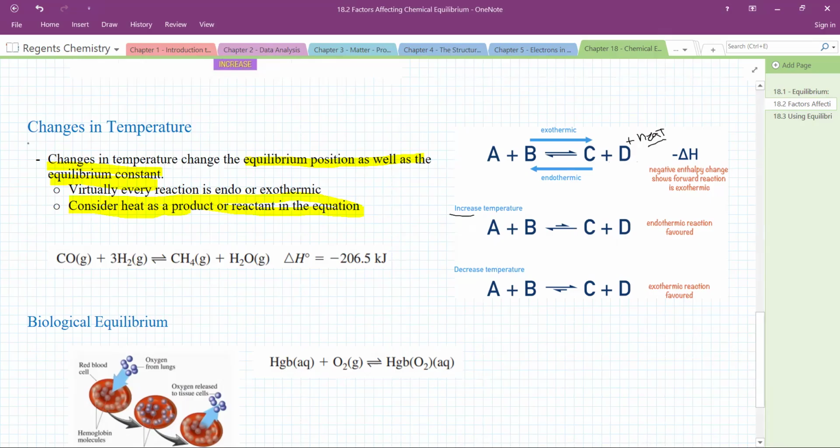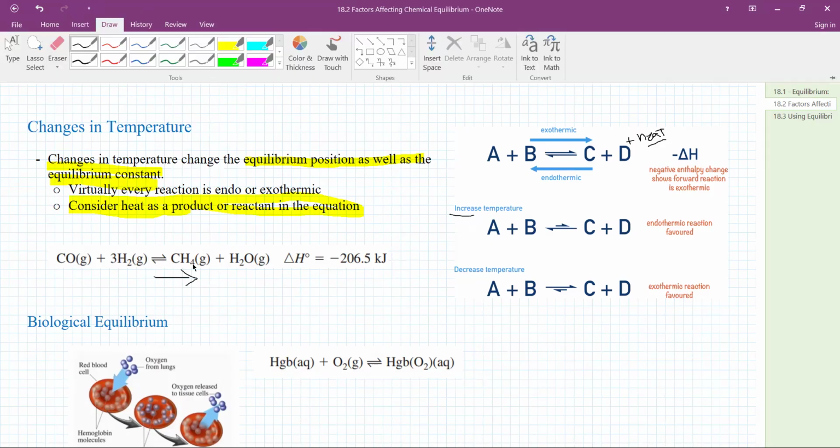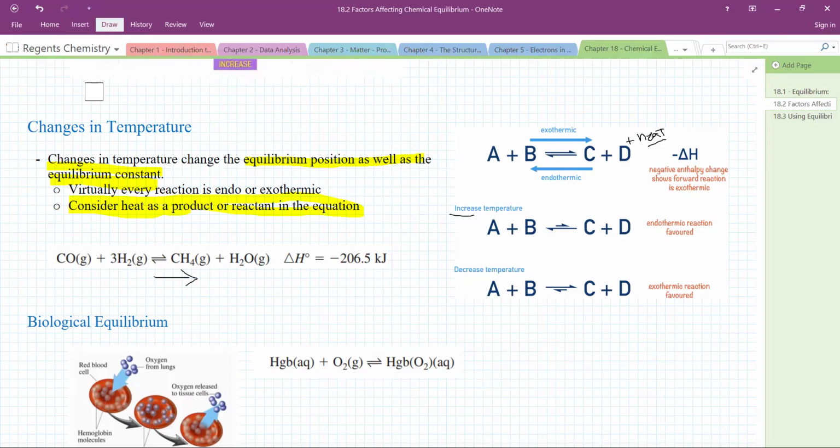Another example to put some real chemicals here, if we look at the formation of methane from carbon monoxide and hydrogen gas, it forms methane and water. This is an exothermic process. So in this example, if I were to add heat, if I were to heat up this reaction, I would actually favor the formation of my reactants, my reverse reaction. But if I cooled it down, then it would favor the formation of my products. If I were to cool it down, it would shift my reaction to the right. Okay, all right. So that's temperature.